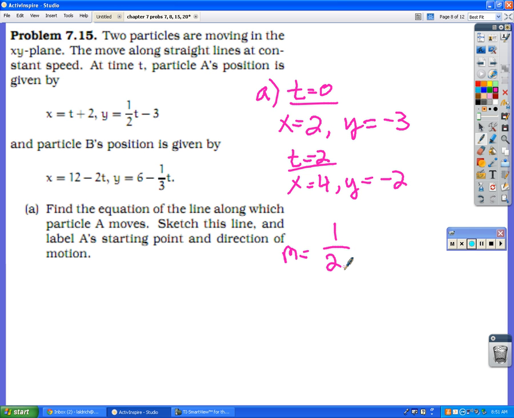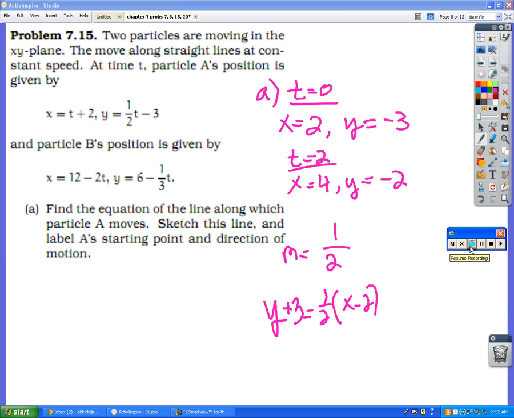Okay? Wait, negative 1? No, because y2 minus y1 is 1. All right, which point do you want to use? This one or this one? Bottom one? Okay, so then I would say my equation is y plus 3 equals 1/2 times x minus 2. Okay?